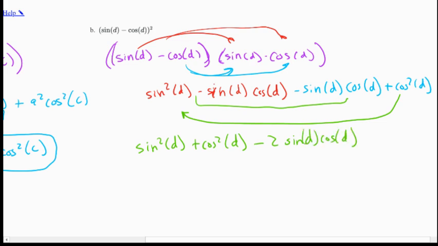If you left it like this it is technically true, but if you remember the Pythagorean trig identity, sine squared plus cosine squared equals 1, that means that no matter what d is, those add together to get just 1. So my final simplified version of this is 1 minus 2 sine d cosine of d. And again, that's just knowing that sine squared plus cosine squared equals 1.